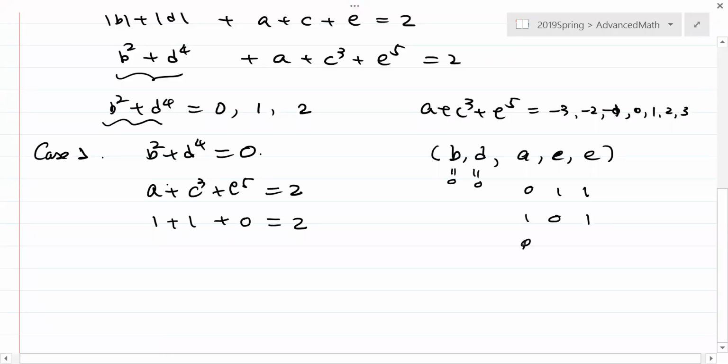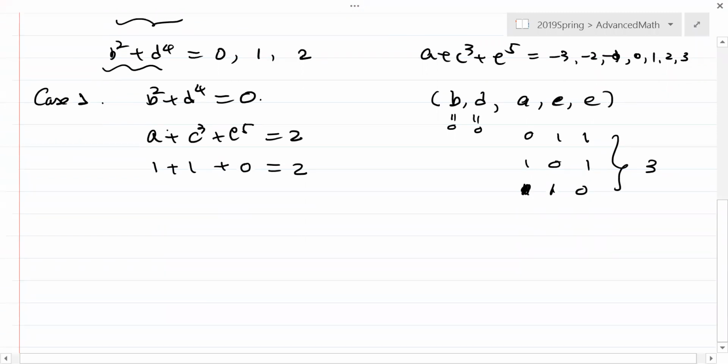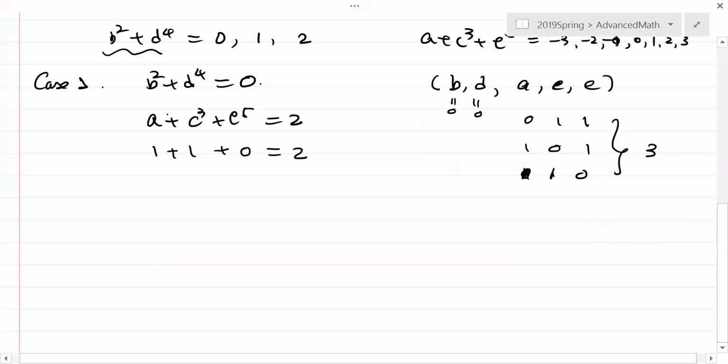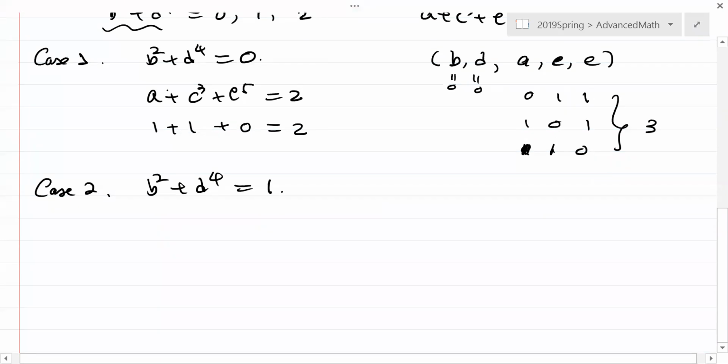And 0, sorry, 1, 1, 0, okay? So total 3. And then the case 2, okay, b squared plus d to the 4th. This is the most difficult, complicated one, okay? When this is going to be 1, right? Then in this case, a plus e, that's also equal 1, right?